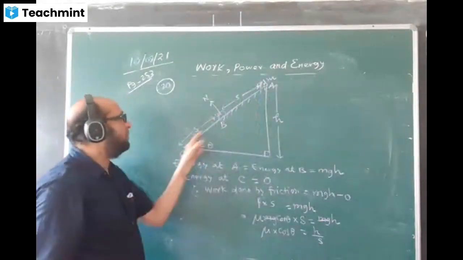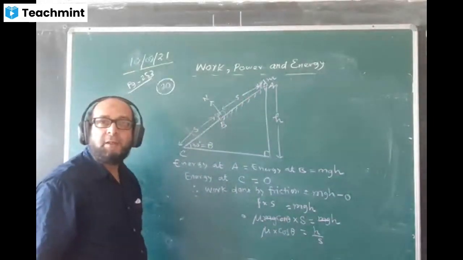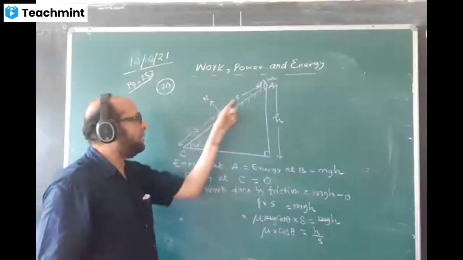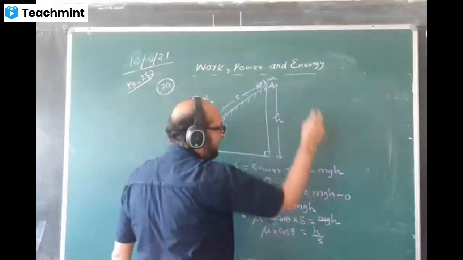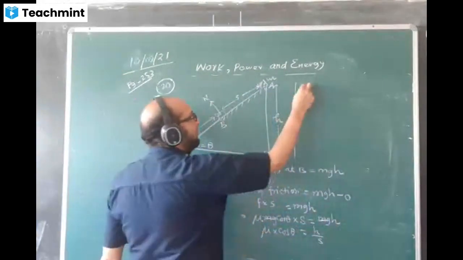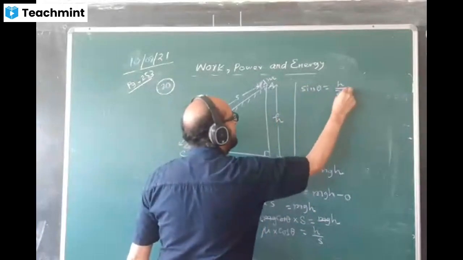What is the value of the total hypotenuse? 2s. Am I right or wrong? Please correct me if I'm wrong. Total length from here to here is 2s. I'll use the sine theta formula. What do you write here? h by 2s.